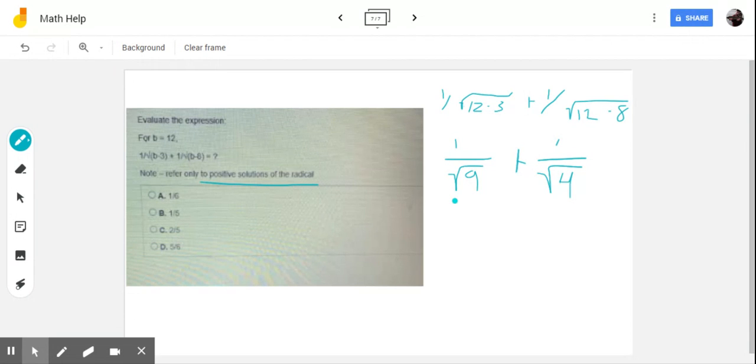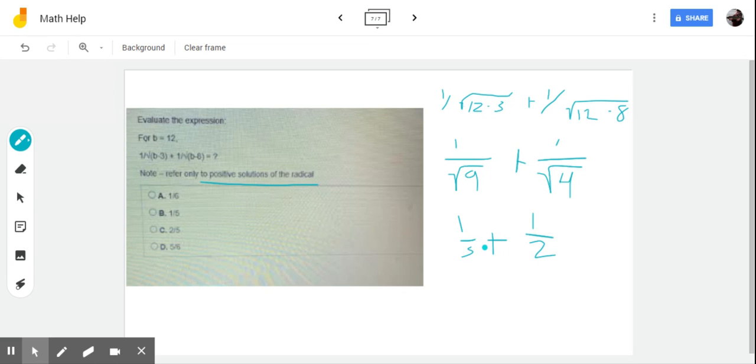All right, square root of 9 is 3. Square root of 4 is 2. So we have 1 over the square root of 9 is 1 over 3, and 1 over the square root of 4 is 1 over 2.